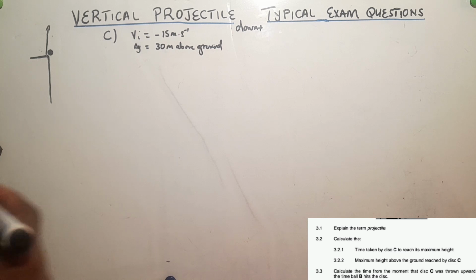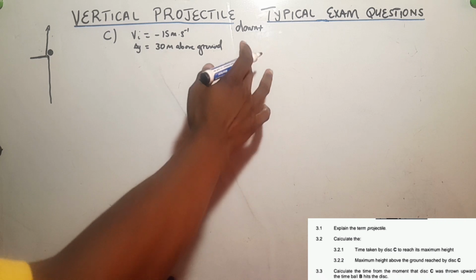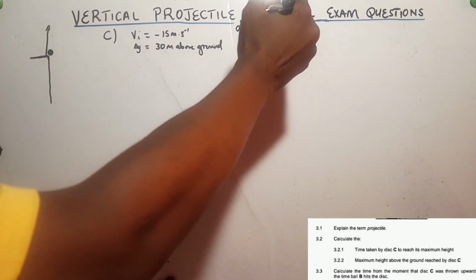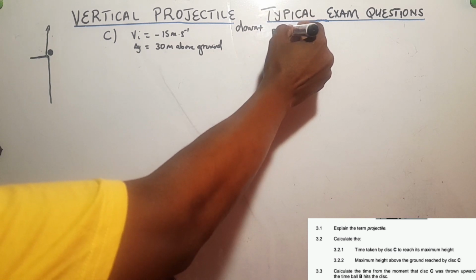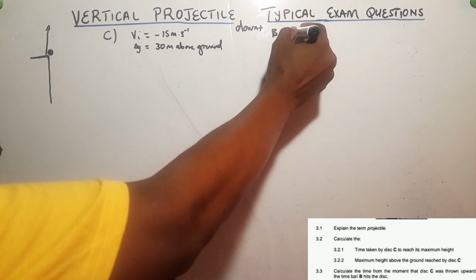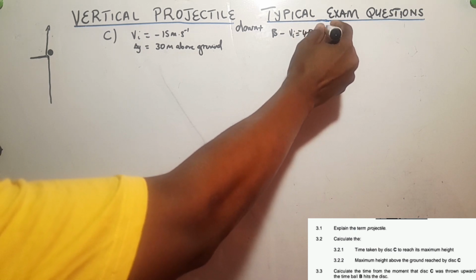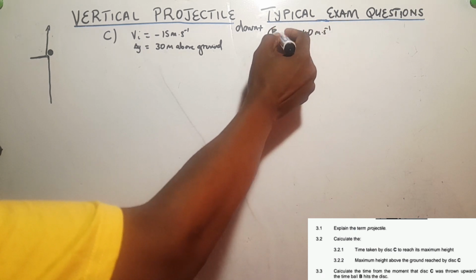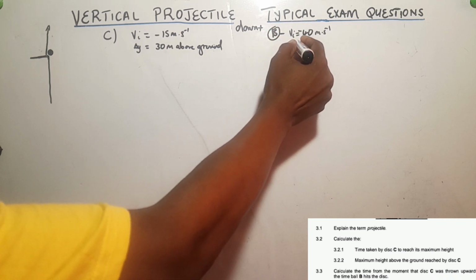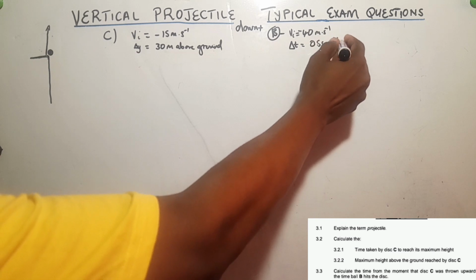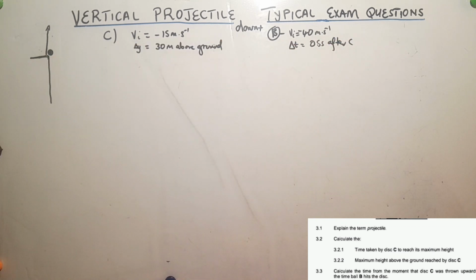And what do we know about ball B? We know that ball B is shot upwards at V initial equals negative 40 meters per second, right? And we know that it is thrown at time 0.5 seconds after C. So this is what we know. Now let's answer the questions that we have here.